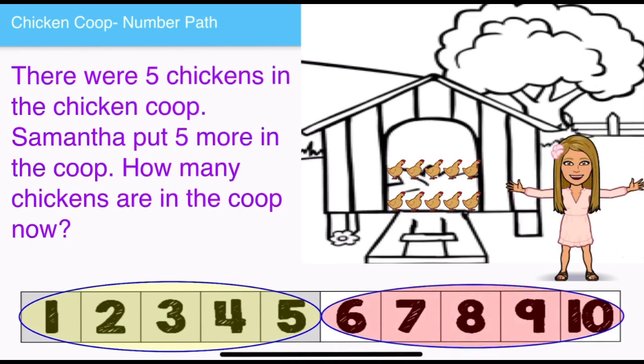Now, the question is, how many chickens were in the coop now? So how many altogether? So I want you to count up your counters. I'll give you a second. Good job, boys and girls. You should have counted 10 counters. Now let's look at my number path. What's the last number circled? 10. Good job. So we are both right. There were 10 chickens in the coop.